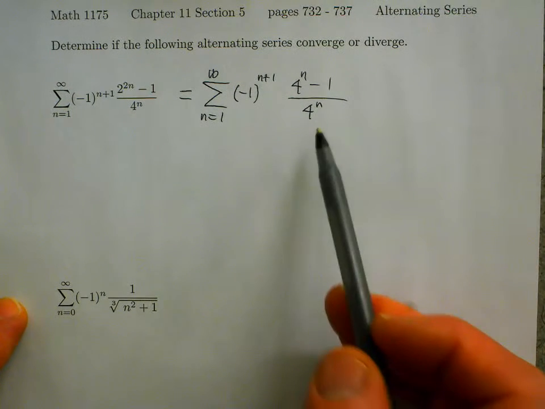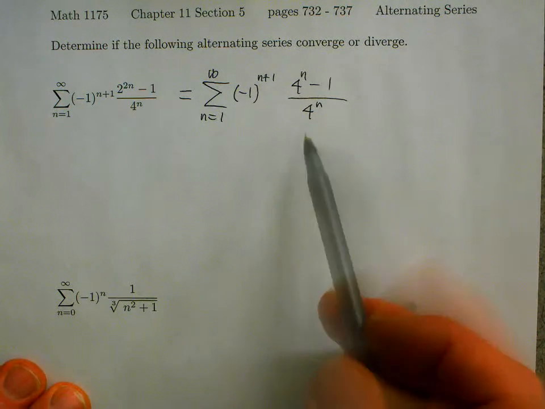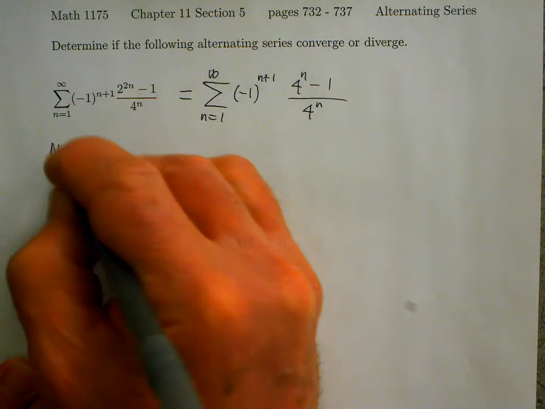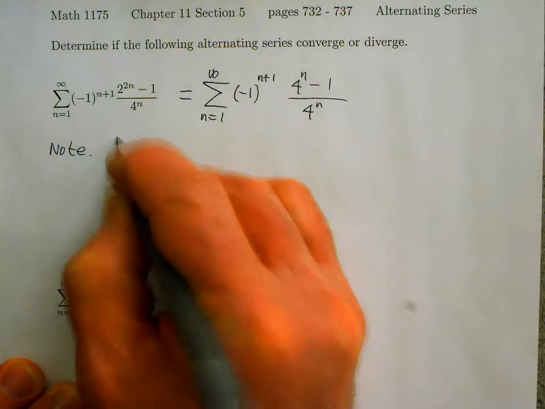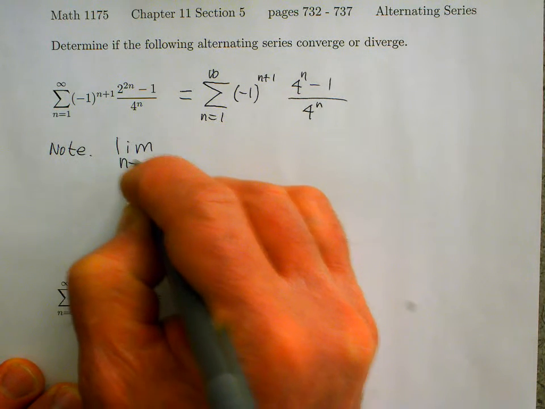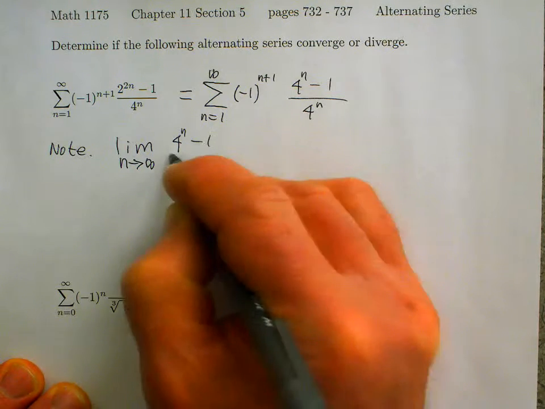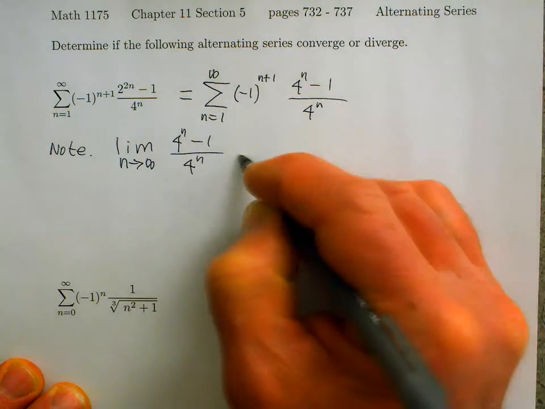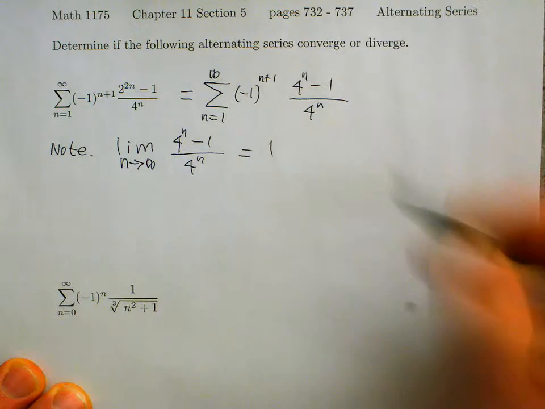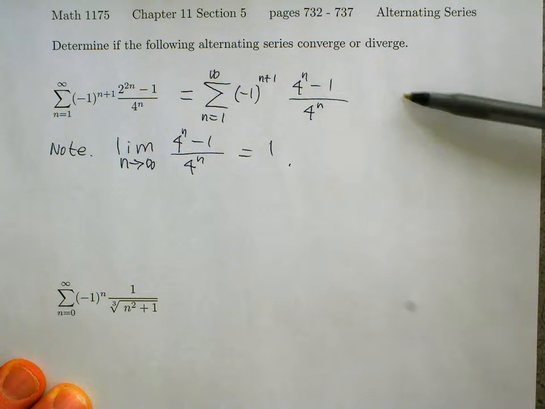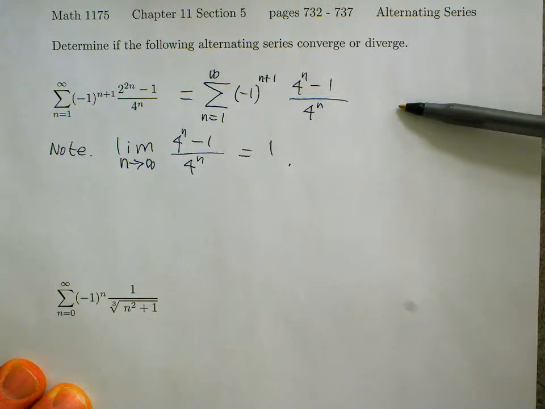Okay, so on this one, the second condition is not satisfied. So we note that the limit as n approaches infinity of 4 to the n minus 1 divided by 4 to the n equals 1. And since that's not equal to 0, we cannot conclude anything about this series by using the alternating series test.